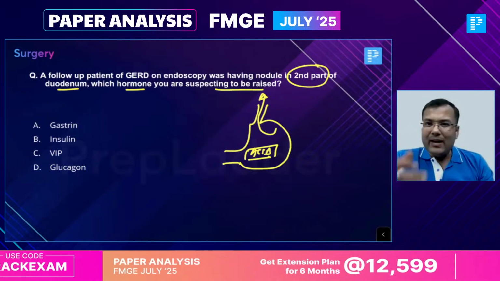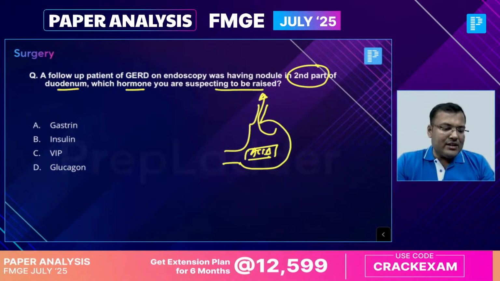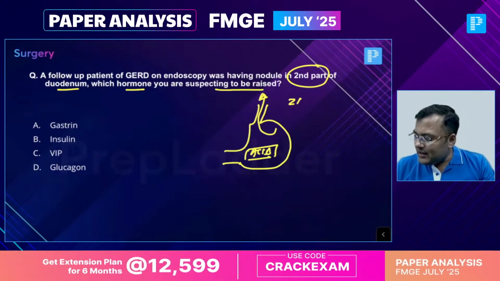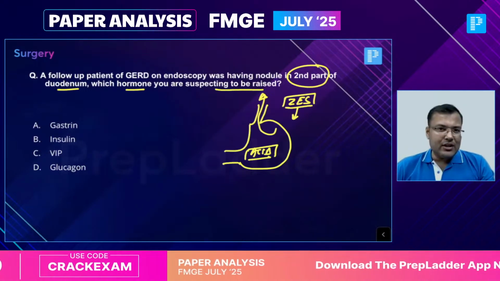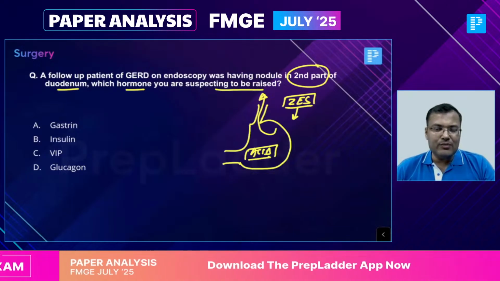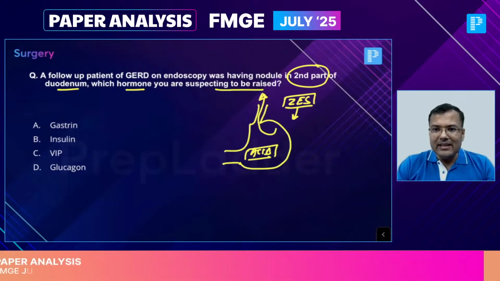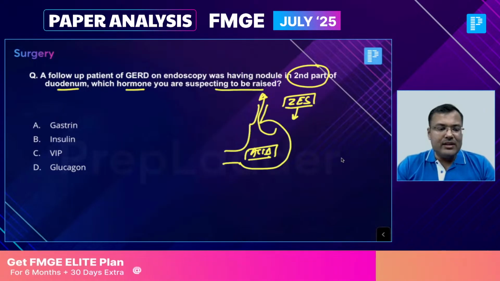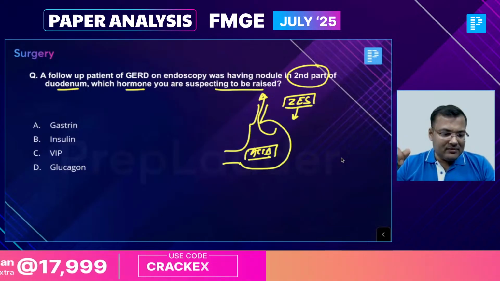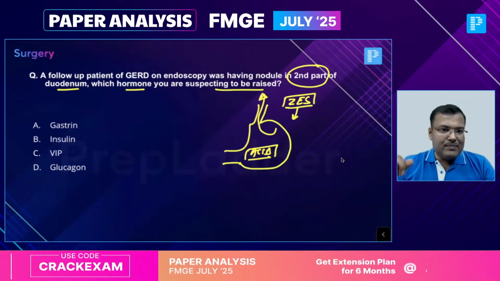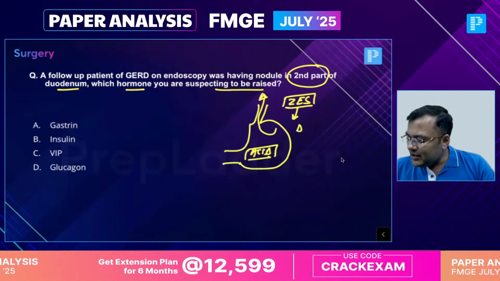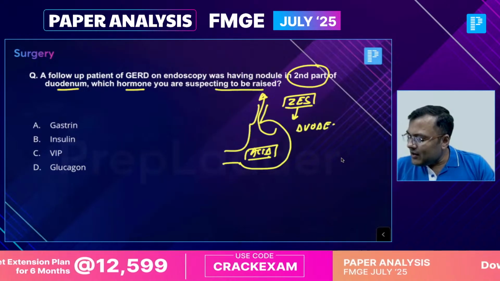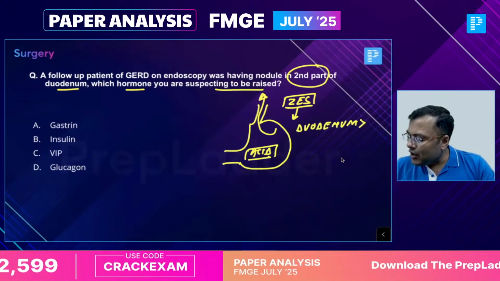And you all know, what is the other name of gastrinoma, guys? It is Zollinger-Ellison syndrome. And what is the most common site of gastrinoma? Is it pancreas or duodenum? It is duodenum followed by pancreas. So the most common site is duodenum followed by pancreas.